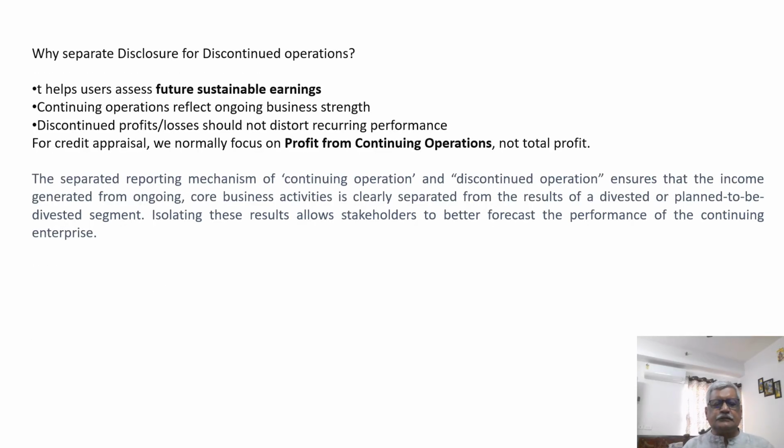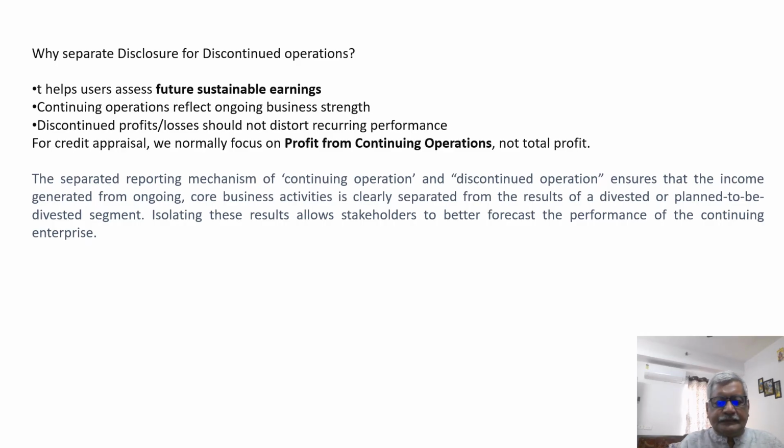Why separate disclosure for discontinued operation? It helps users assess future sustainable earnings. Continuing operations reflect ongoing business strength. Discontinued profits or losses should not distort recurring performance. For credit appraisal, we normally focus on profit from continuing operations, not total profit.